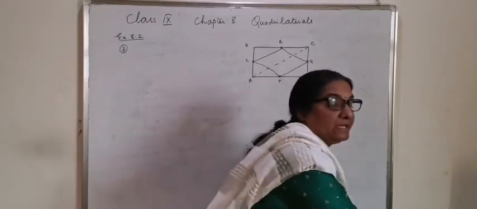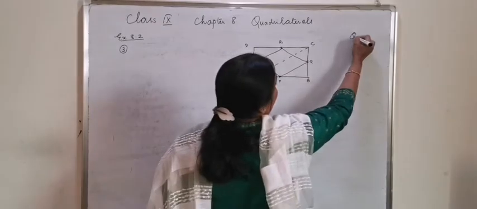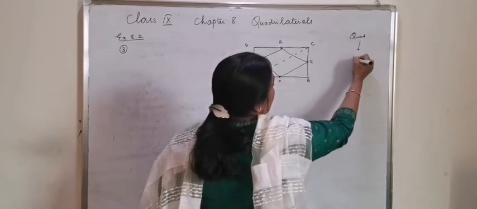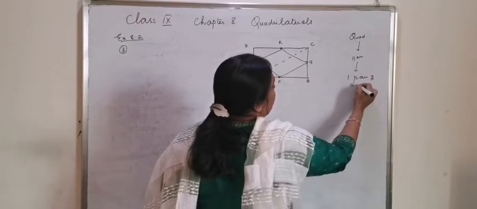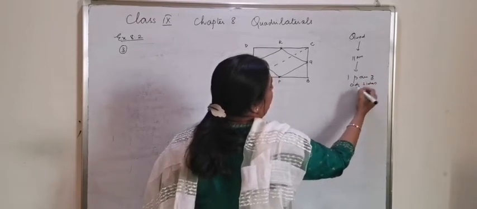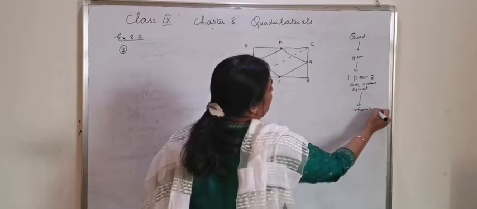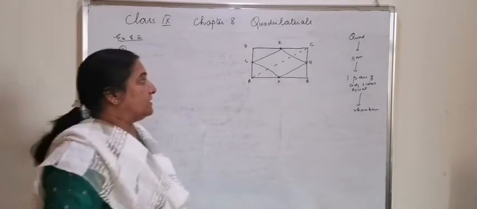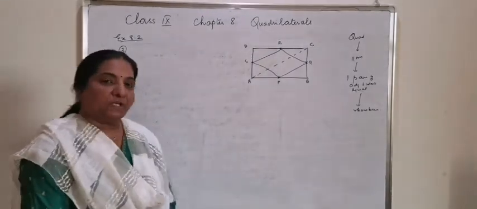How do you prove any quadrilateral as a rhombus? Any quadrilateral, first we have to prove it as a parallelogram, then if one pair of adjacent sides are equal, you can prove that quadrilateral as a rhombus. So, the first logic is to prove that PQRS is a parallelogram.